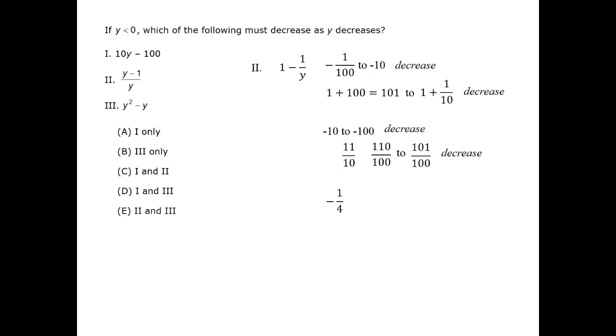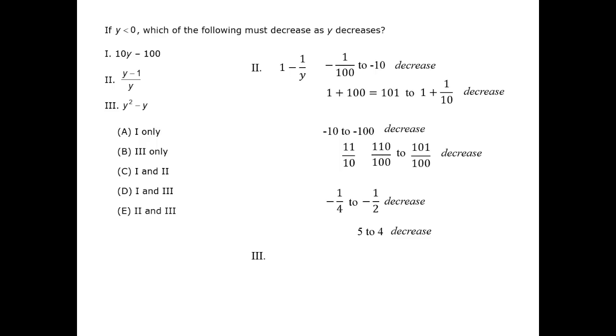If y goes from minus 1/4 to minus 1/2, again, that's a decrease in y. The expression in Roman numeral 2 goes from 5 to 4. It has again decreased. At this point, we should stop and conclude that Roman numeral 2 always decreases.